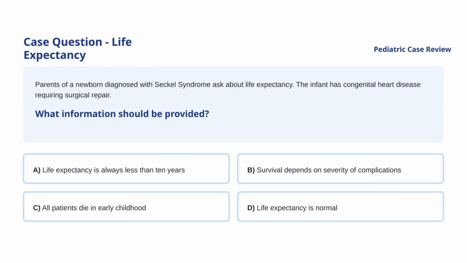Case 25. Parents of a newborn diagnosed with Seckel syndrome ask about life expectancy. The infant has congenital heart disease requiring surgical repair. What information should be provided? Option A. Life expectancy is always less than 10 years. Option B. Survival depends on severity of complications. Option C. All patients die in early childhood. Option D. Life expectancy is normal.